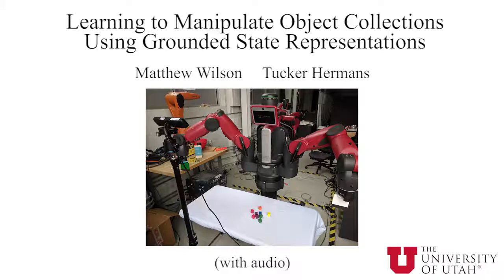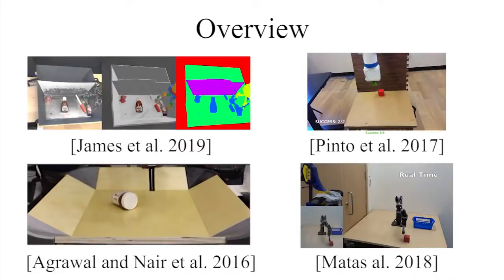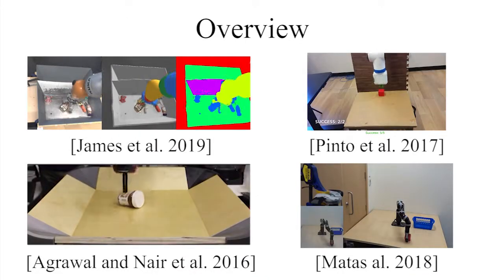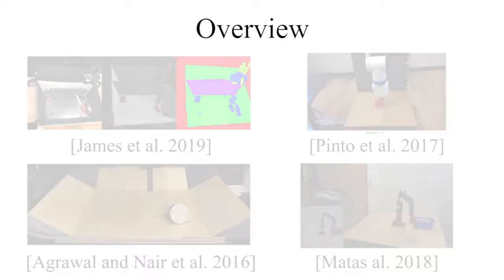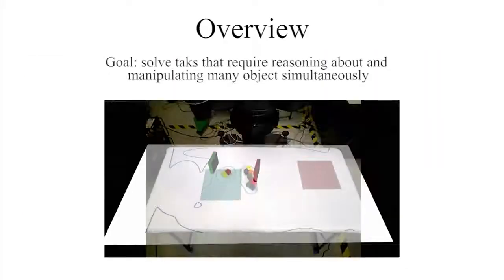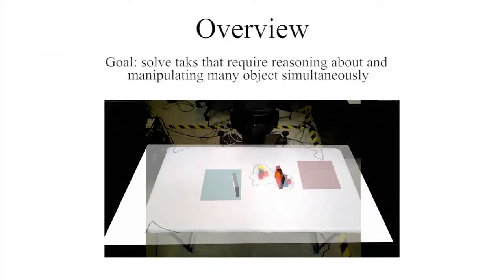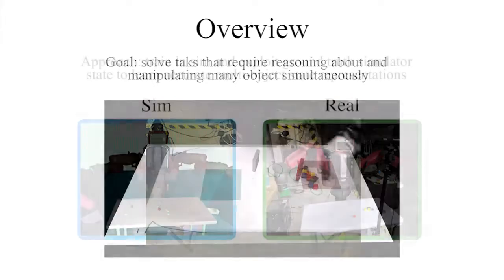We present our work on learning to manipulate object collections using grounded state representations. Most prior work has focused on picking and pushing individual objects one at a time, perhaps in clutter. Instead, our goal is to develop a system to solve tasks that require reasoning about and manipulating many objects simultaneously.